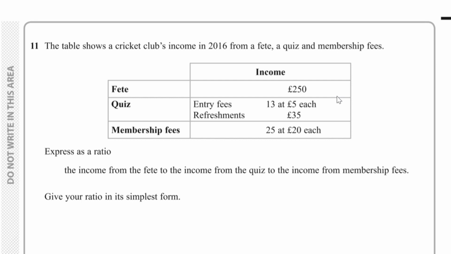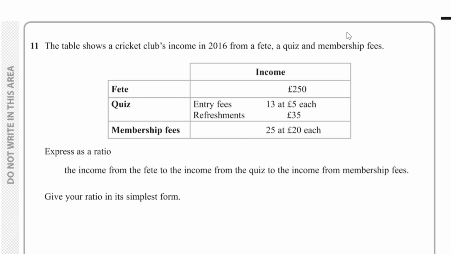Question number 11. The table shows a cricket club's income in 2016 from a quiz and membership fees. With the fete, the income is £250. With the quiz, the entry fees, we get 13 at £5 each, and refreshments £35. Membership fees 25 at £20 each. We have to express as a ratio the income from the fete to the income from the quiz to the income from membership fees. Give your ratio in its simplest form.